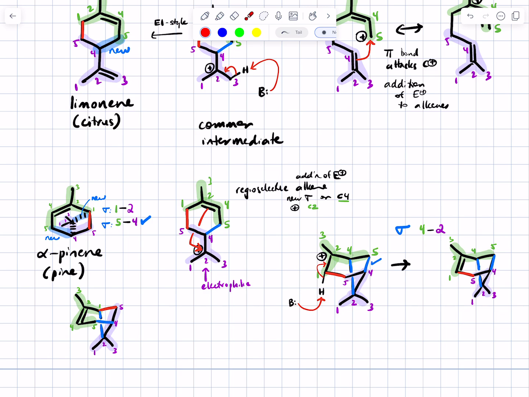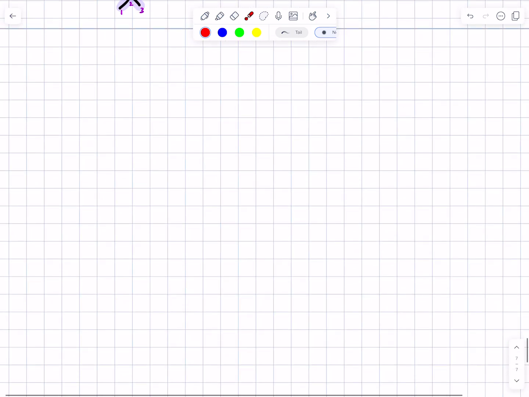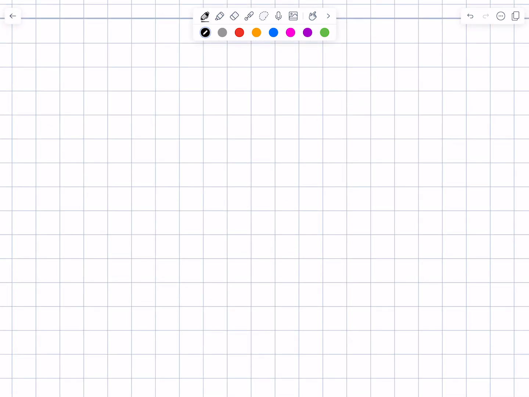A couple more things we want to do. I want to show you an even more complicated terpene. This is a sesquiterpene. Again, we're going to go through it. We're going to identify the isoprene units. We're going to compare it to its linear precursor, and then we're going to see if we can propose a reasonable mechanism. Going to love this.